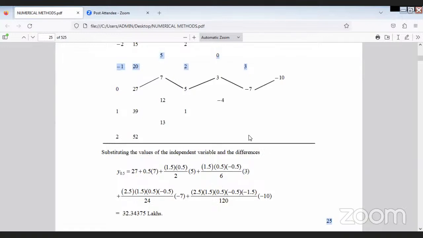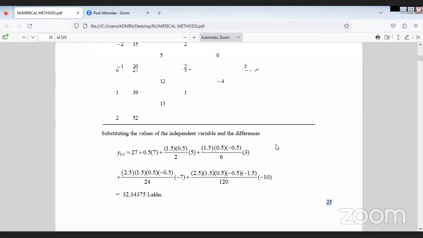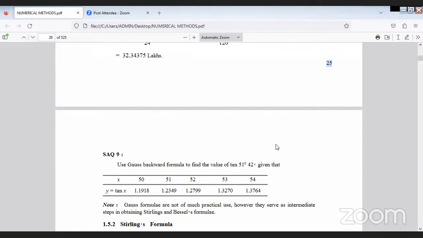Into 2 into what is that value? 5 here. The second 5 here. Then again 1.5, 0.5. What is the t values? Then minus 0.5. 6 by that is a 3. Again 2.5 minus 1.5, 0.5, that is a 24. Again minus 7. 2.5, 1.5, 0.5, minus 1, minus 1.5, that is a 10. The simplification is 32.4375.